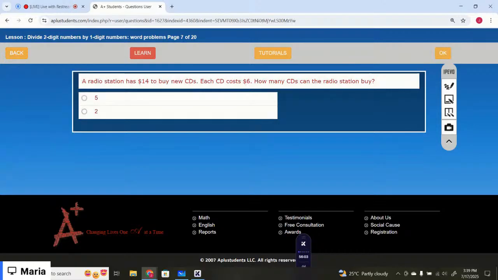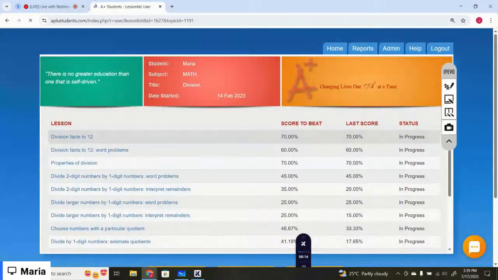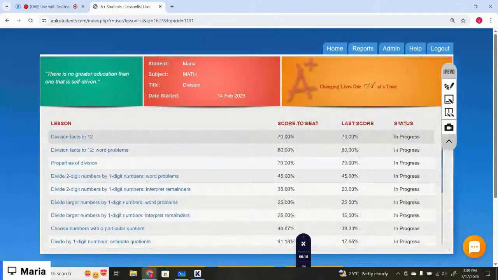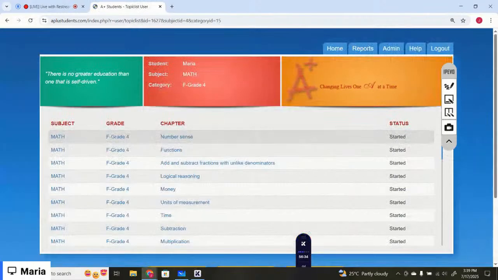So we were working on grade 4 math. The chapter we were working on is division. The lessons we have covered today are division facts to 12, division facts to 12 word problems, properties of division, and divide two-digit number by one-digit number word problems. So please make sure before the next session, complete all the practice questions for the lessons we just did. That is your homework until next session.